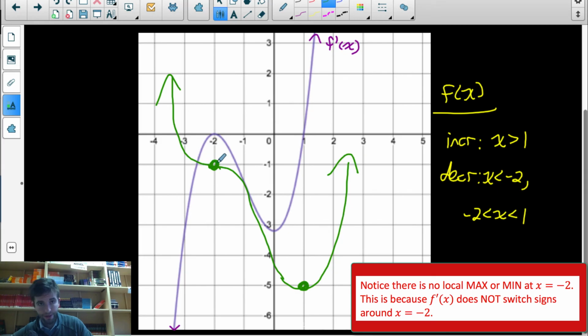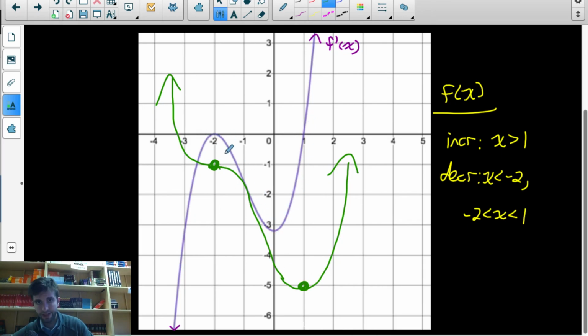And then at this point right here, there'd be a horizontal tangent, indicated by the y value of 0 for the derivative. Then it continues to decrease until an x value of 1, because the derivative's y values are negative in that interval. And then it switches to increasing after because the derivative's y values are positive after an x value of 1.